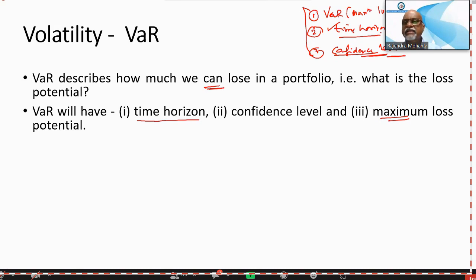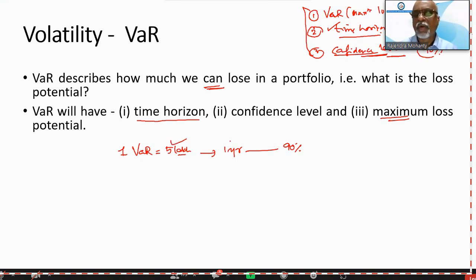Suppose a 90% confidence level is given. So suppose VAR is put forth like this: VAR equal to, say, 5 lakh. My VAR for an investment portfolio is 5 lakh for a time period of, say, 1 year with a confidence level of, say, 90%. This is the statement given by VAR. So VAR will be given with three things: one is the amount, one is the time horizon, one is the confidence level.